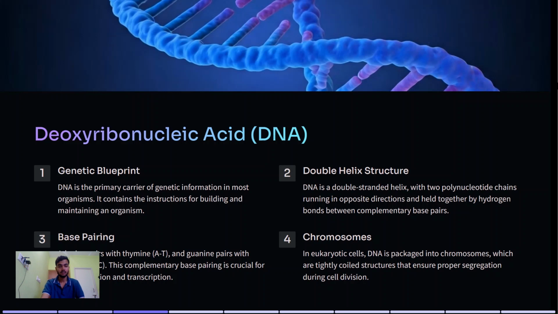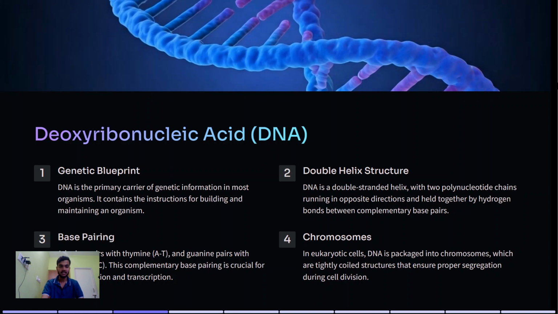First, let's begin with deoxyribonucleic acid, which we generally call DNA. Genetic blueprint: DNA is the primary carrier of genetic information in most organisms. It contains the instructions for building and maintaining an organism. Double helix structure: DNA is a double-stranded helix with two polynucleotide chains running in opposite directions and held together by hydrogen bonds between complementary base pairs.